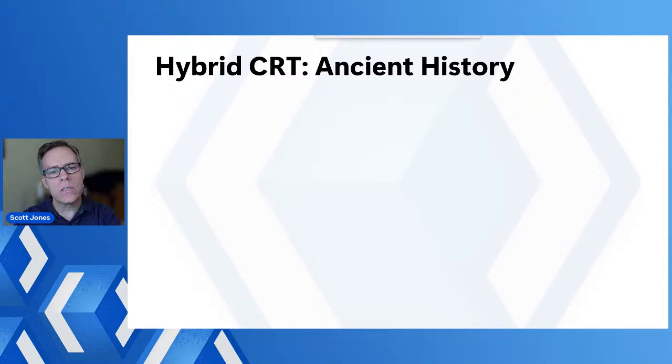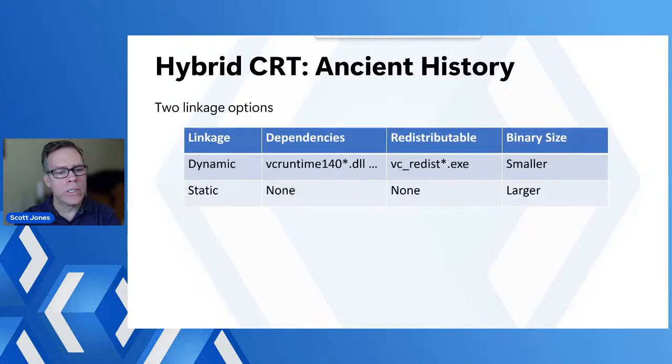So I wanted to get into what the technology is, what the technique is, and how you as C++ app developers might make use of it yourself to simplify your own deployment. So historically, there were two linkage options for the C runtime. You had dynamic, which is where you would have runtime imports from VC Runtime 140 DLL, etc. There's about half a dozen related C runtime DLLs, the majority of the code coming from VC Runtime 140.